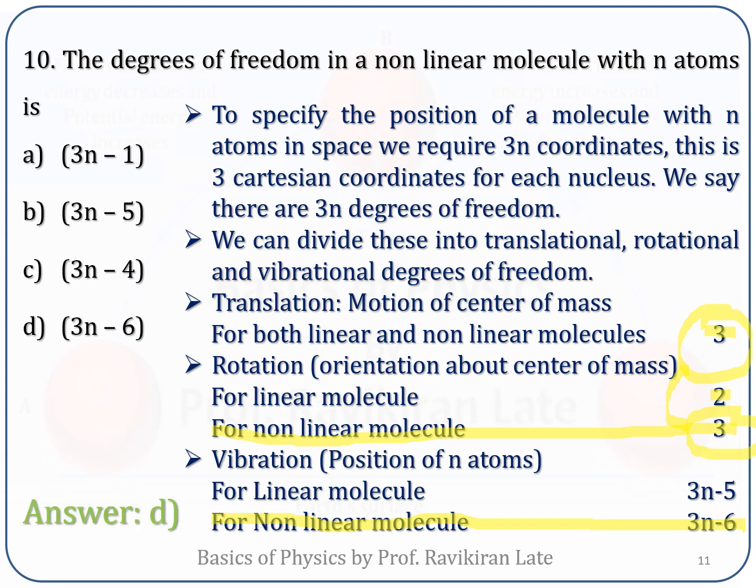So if you look at the options, then it is option D which is the more appropriate answer in this case, option D. So a non-linear molecule will have 3n minus 6 degrees of freedom.